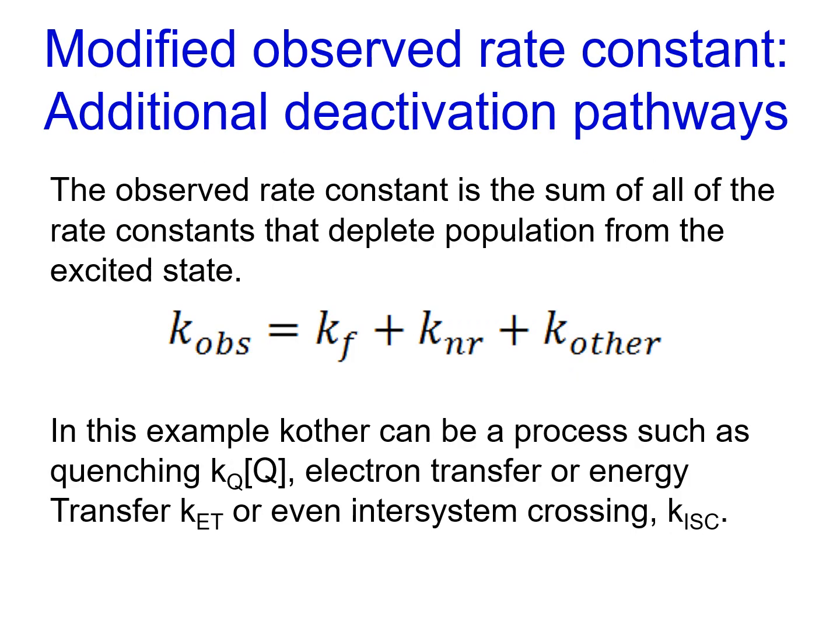If an additional path is accessible, the observed rate constant will become the sum of three rate constants. We have called the third rate constant K other, which could be quenching, electron transfer, energy transfer, or intersystem crossing. In the case of quenching, we can separate the quenching rate constant Kq from the non-radiative rate constant because quenching is bimolecular and depends on the concentration of the quencher.